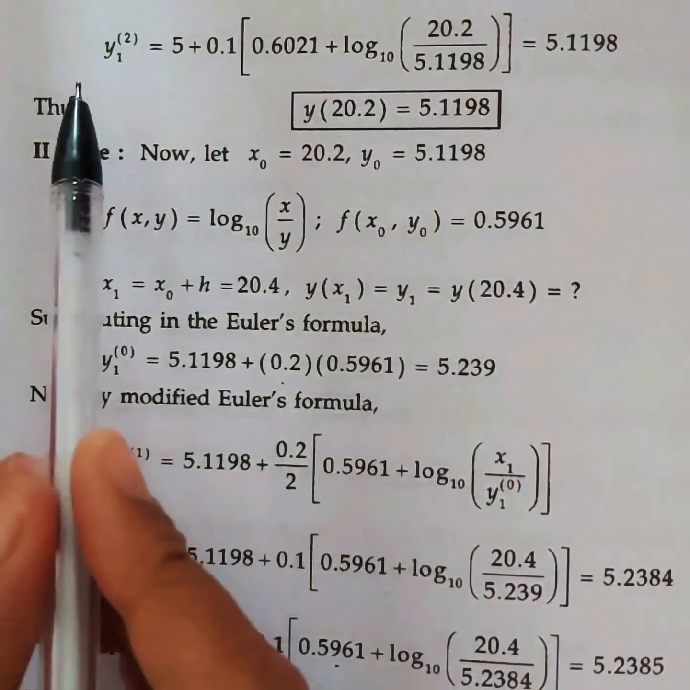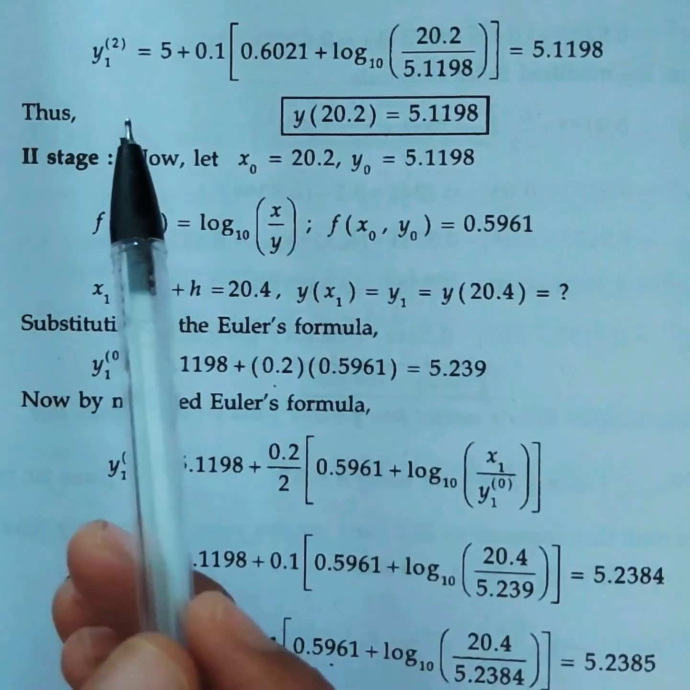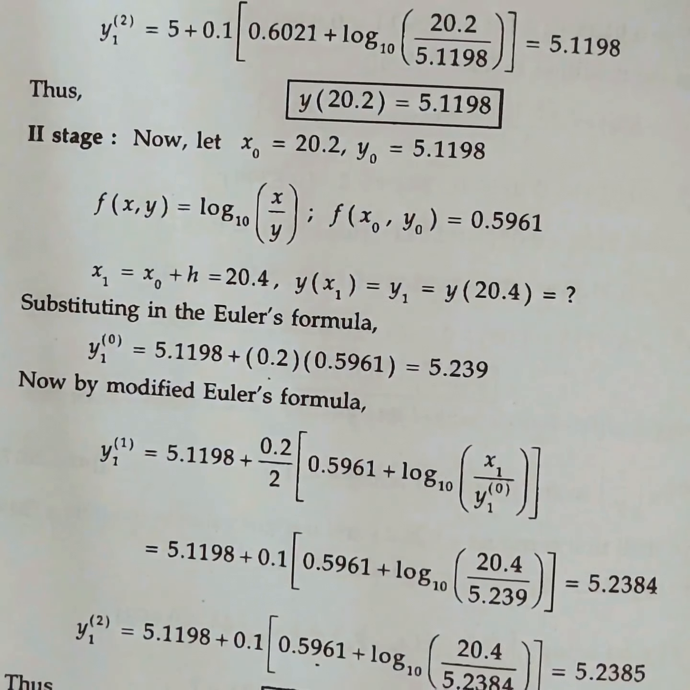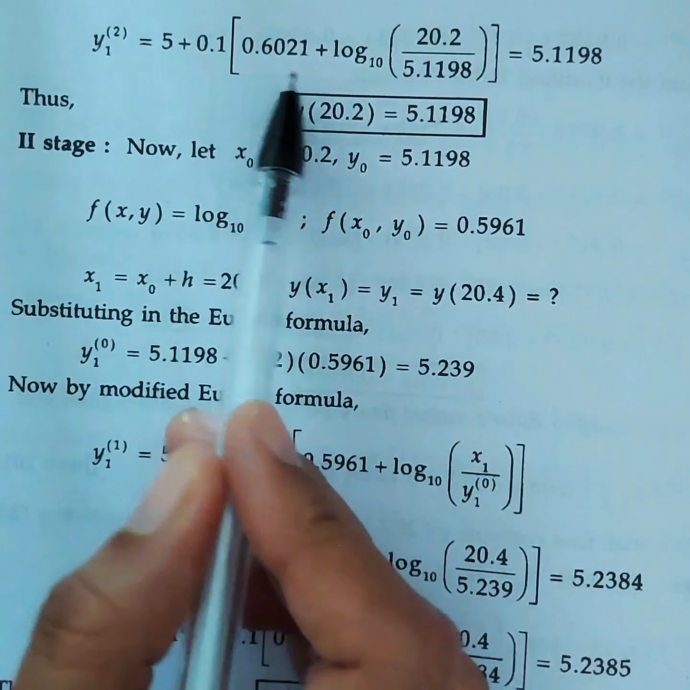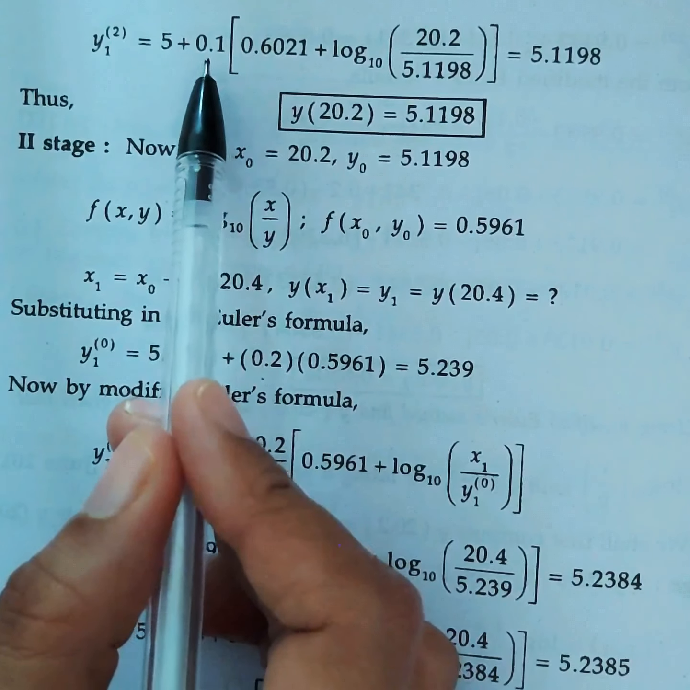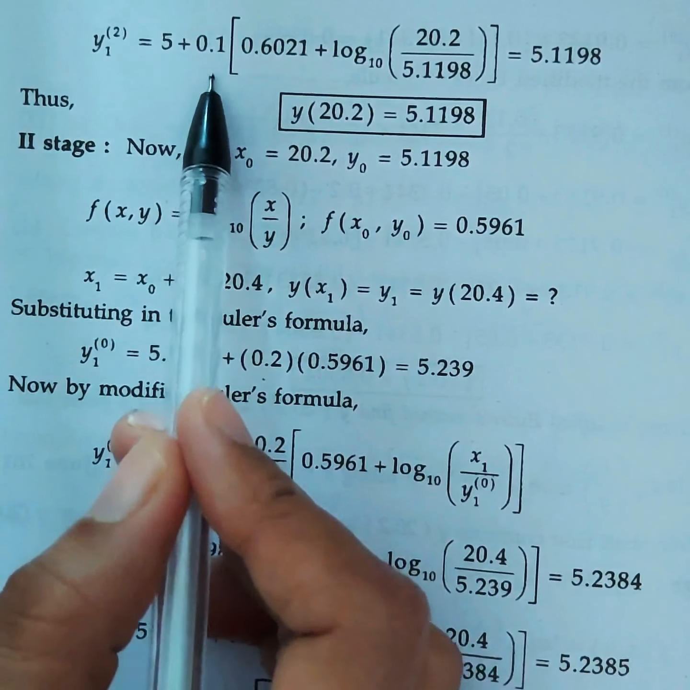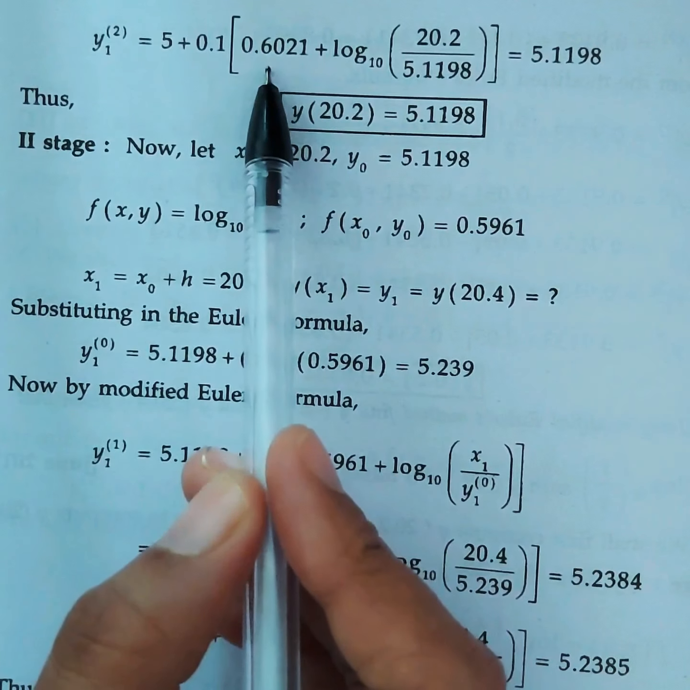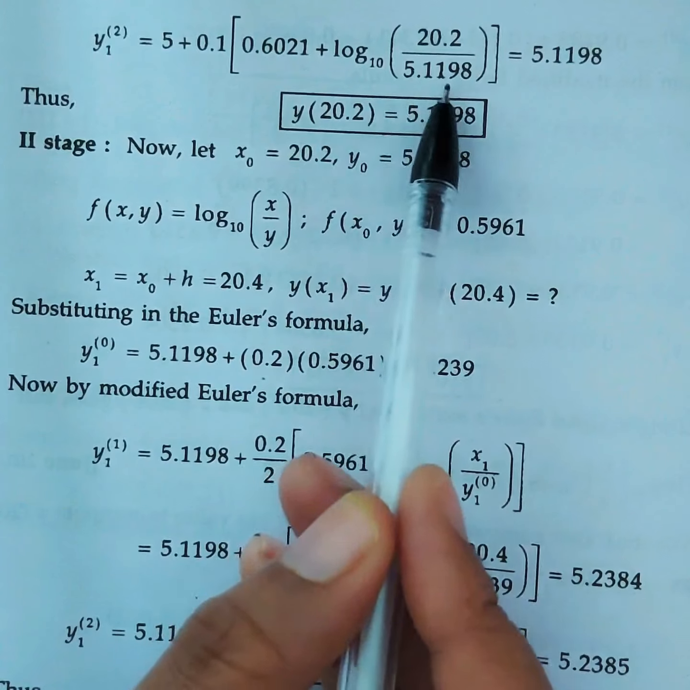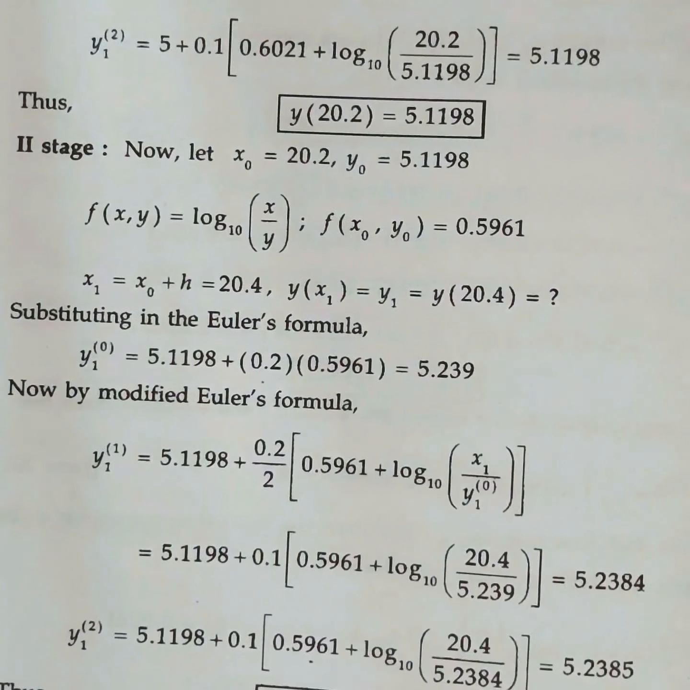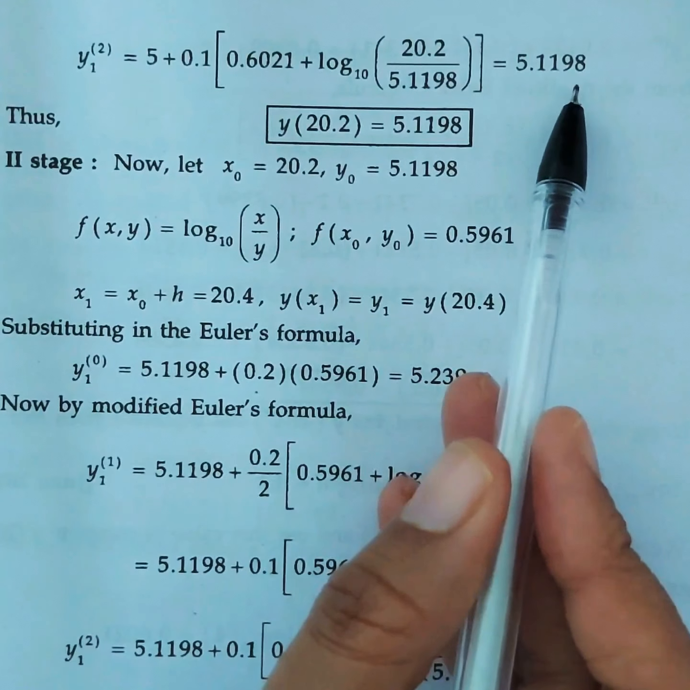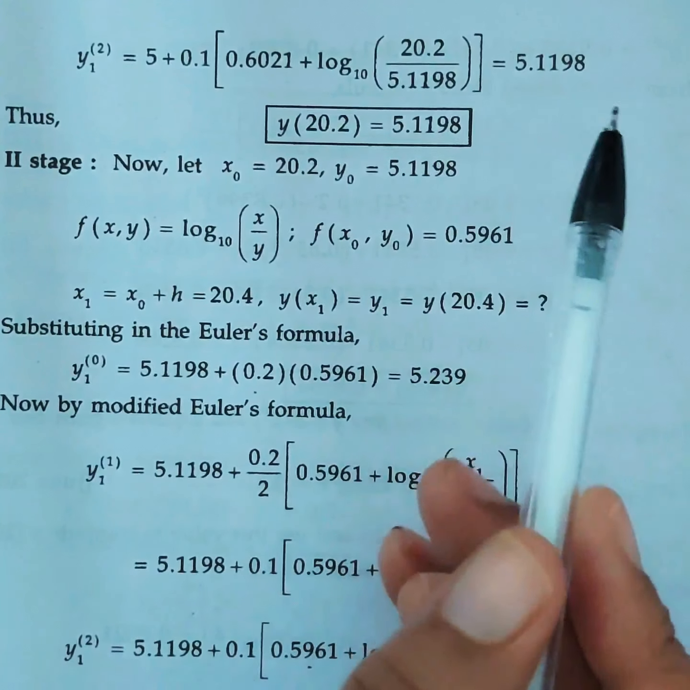Now the second modification, that is y1 of 2 is equal to y0 plus h into the same formula, f of x0, y0 plus f of x1, y1 of 1, by 2. Actually h by 2, so 0.2 by 2, so we have written 0.1 directly. Okay, so this value is your first value, and x1 is the same 20.2. Now you are going to write the new y1 of 1 here in the denominator, 5.1198. While simplifying, you are getting again the same thing.